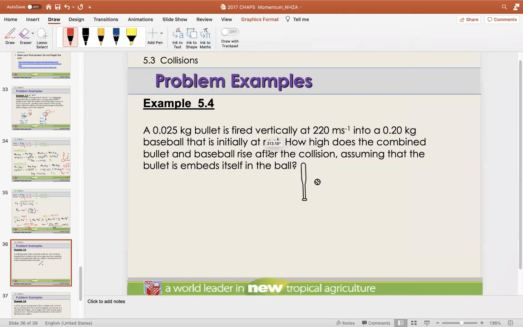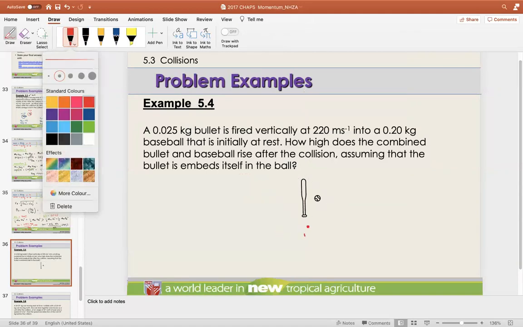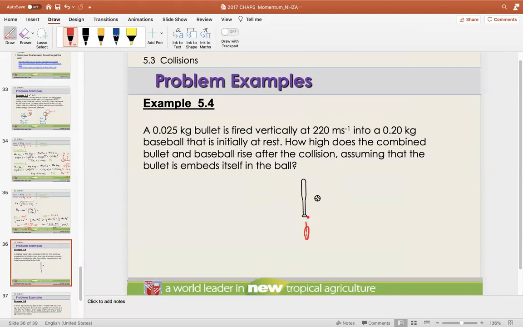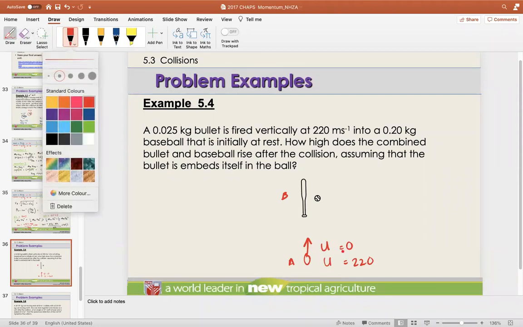Okay, so it's at rest, like this. So a 0.025 kilogram bullet is fired vertically into a 0.2 kilogram baseball that is at rest. I don't know why the baseball looks suspended suddenly, but it is what it is. That is your bullet, too small. So this is your bullet over here going up, and it's shot towards the baseball vertically. So your UX is 0. Your UY is 220. So let's label this as A and this guy as B.